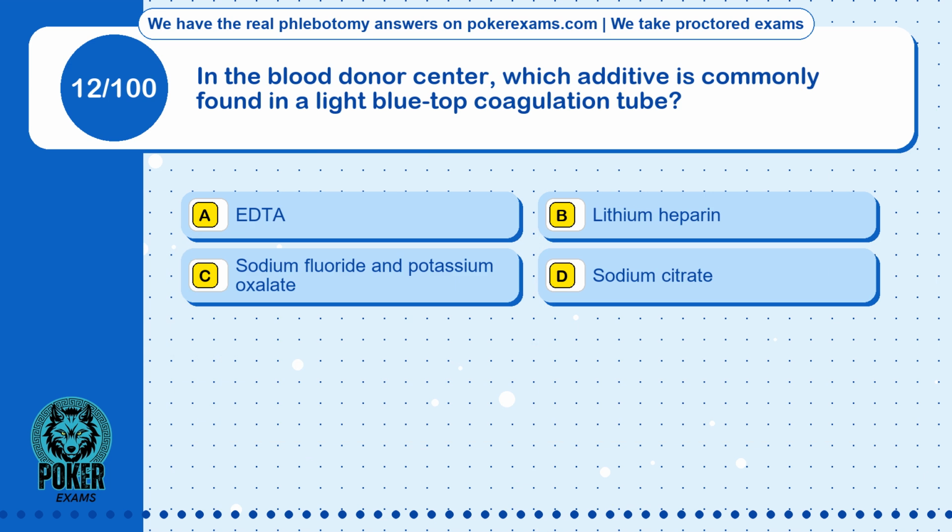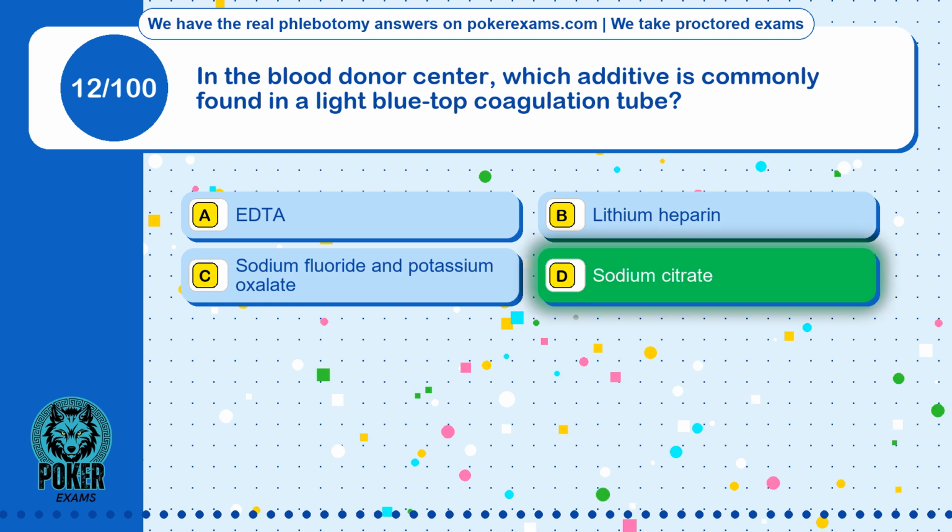Question 12. In the blood donor center, which additive is commonly found in a light blue top coagulation tube? Option A, EDTA. Option B, lithium heparin. Option C, sodium fluoride and potassium oxalate. Option D, sodium citrate. The correct answer is option D.